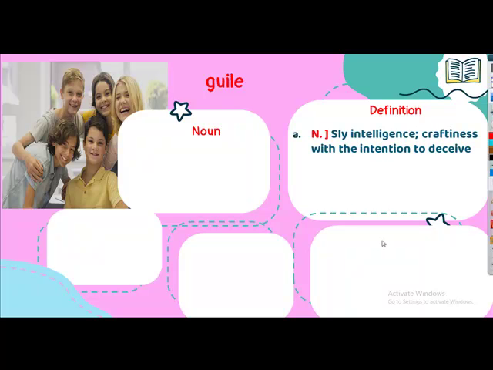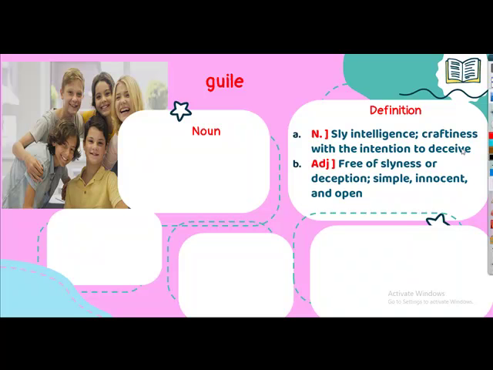Here, the first one. Sly intelligence, craftiness, with the intention to deceive. Do you remember the word cunning? Yes. So, cunning here, that's an adjective that refers to a noun, so the cleverness of something, okay? Another one for the adjective, we say the slyness or deception, simple, innocent, and open.